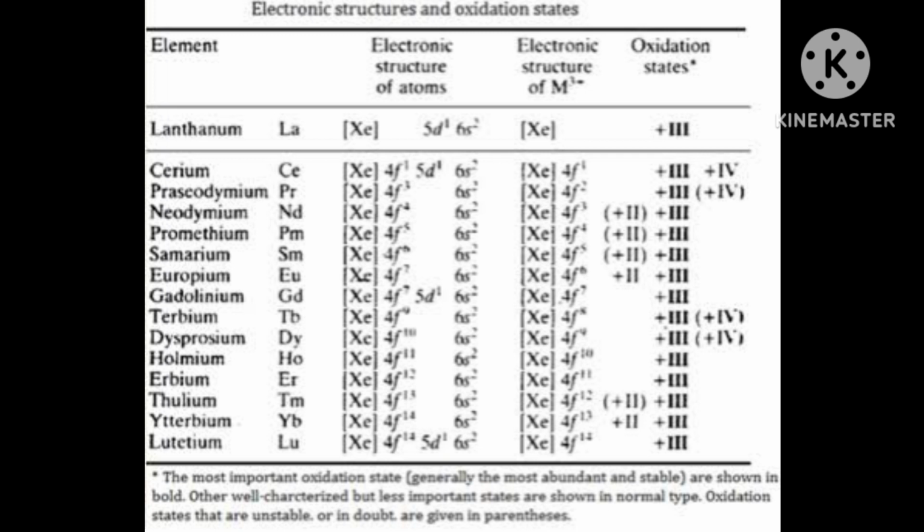Then neodymium means Nd, promethium, Pm, samarium is Sm, europium, Eu, gadolinium, Gd, terbium, Tb, dysprosium, Dy, holmium, Ho, erbium, Er, thulium, Tm, ytterbium, Yb, lutetium, Lu. Okay, now you will understand the symbols.